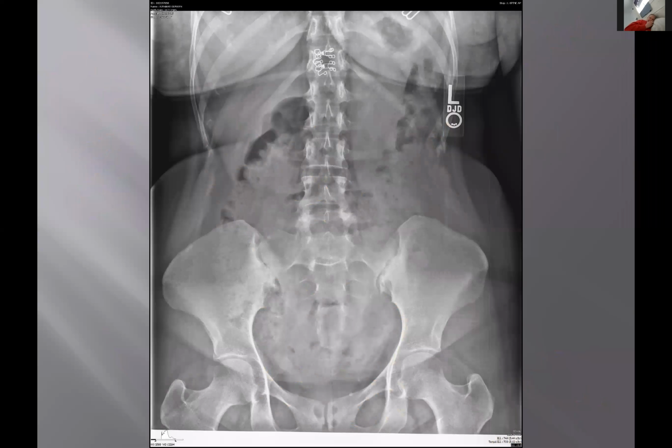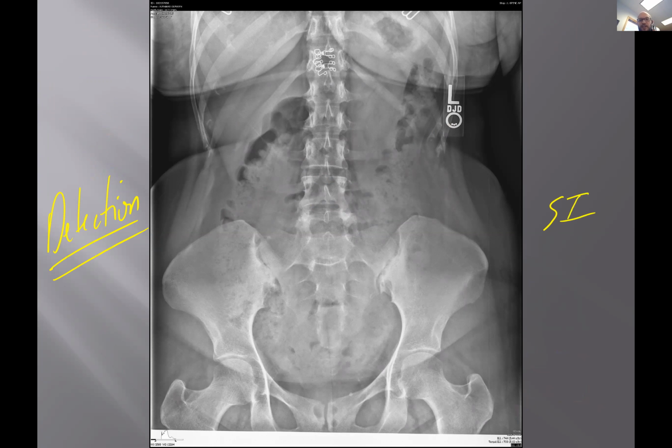Next case is a 32-year-old female with low back pain. All right, detection. Sacroiliac bilateral, worst on the left. Nice. I agree. Good pickup. The SI joints are the big abnormality. Look around the pelvis a little more. You see another finding around the pelvis at another joint area.